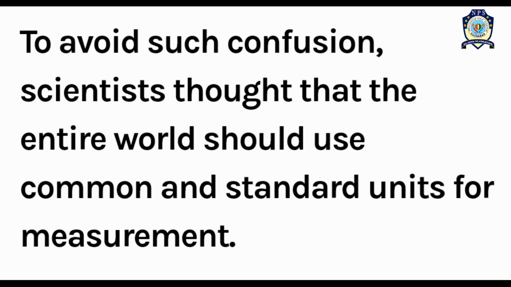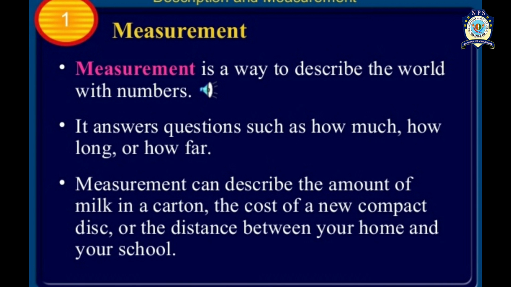So to avoid such confusion, scientists thought that the entire world should use common and standard units for measurement. So now let's learn what measurement is. Measurement is a way to describe the world with numbers. It answers questions such as how much, how long, or how far.